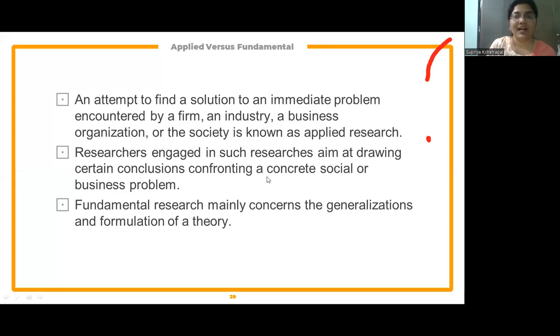Now let us see here the applied versus the fundamental. Okay, now let us look at it from different ways. So an attempt to find a solution to an immediate problem encountered by the firm, an industry, any organization or the society is known as applied research. What we just said is that when we use someone's outcome and give it for immediate use, we call it applied.